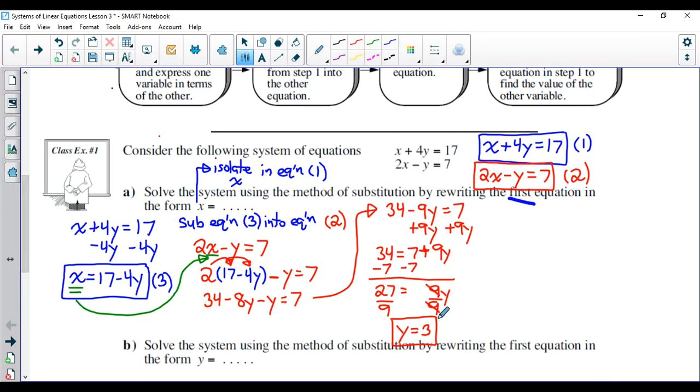Here's the idea. I'm going to take this value of y and plug it back into equation 3 to determine what the value of x is. So I'm going to write down: sub y equals 3 into equation 3 to get x.